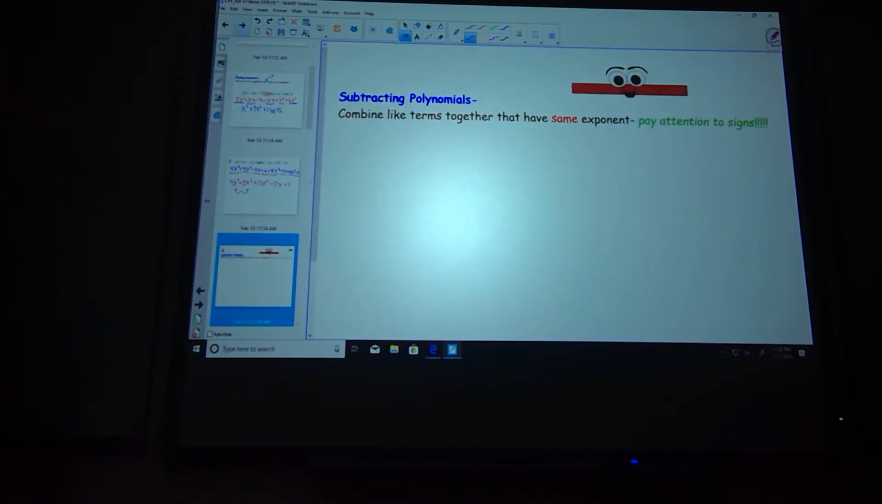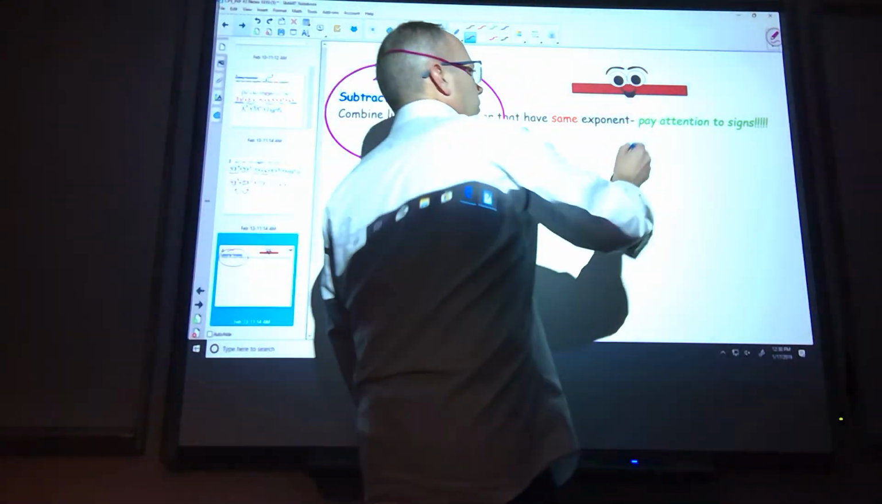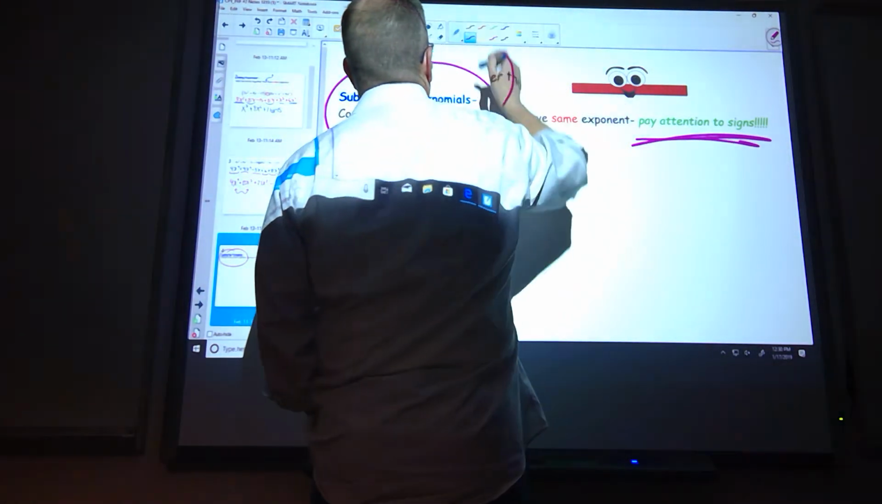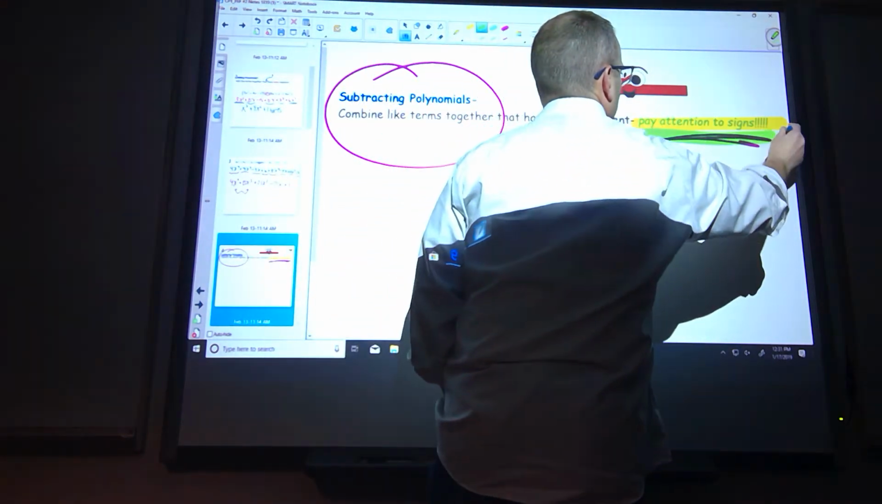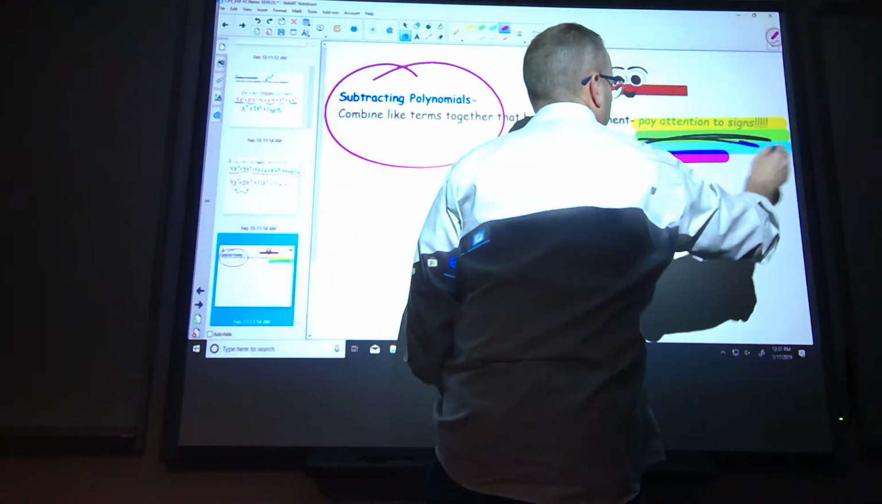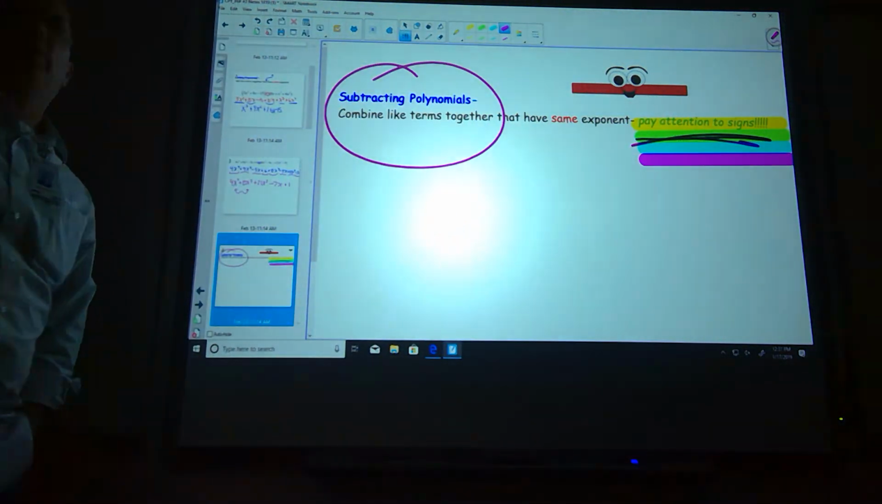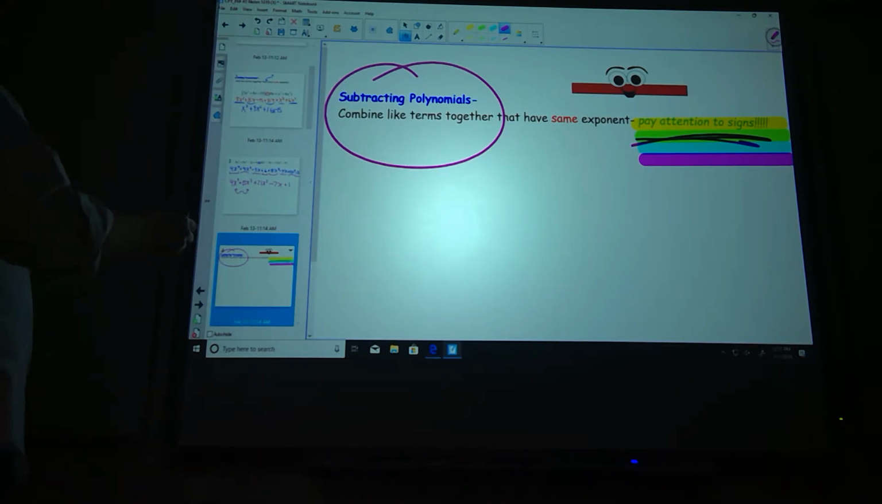All right, so we had where we were just adding them together. But now we're going to get into the subtracting. Notice this. We'll highlight this, and over there, and over here, and right here. A point I'm trying to make to you, I need you to pay attention to your signs when we're subtracting polynomials from each other. Okay?